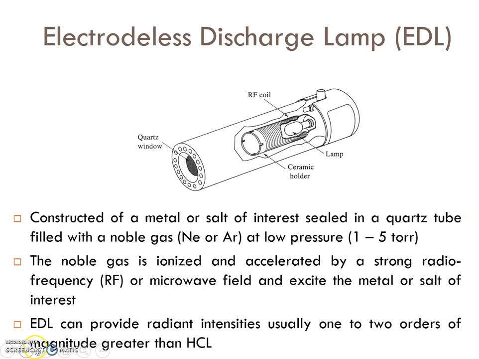And then the EDL can provide radiant intensity, usually 1 or 2 orders of magnitude greater than HCl. The intensity of the EDL is higher compared to HCl. But actually, this is not very important. You just need to know what an electrodeless discharge lamp is.